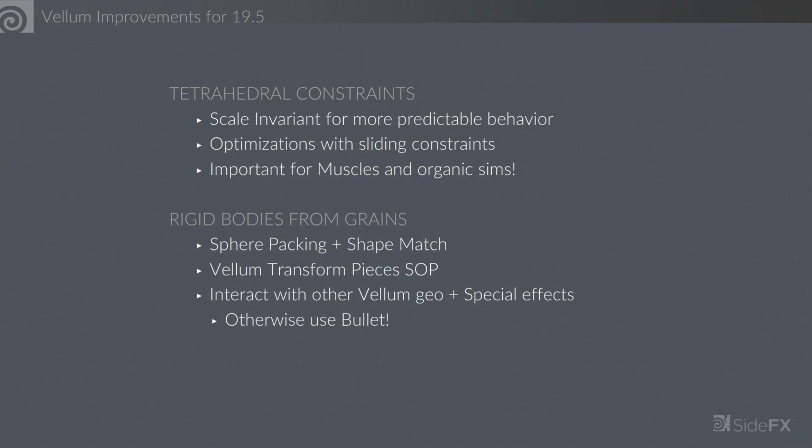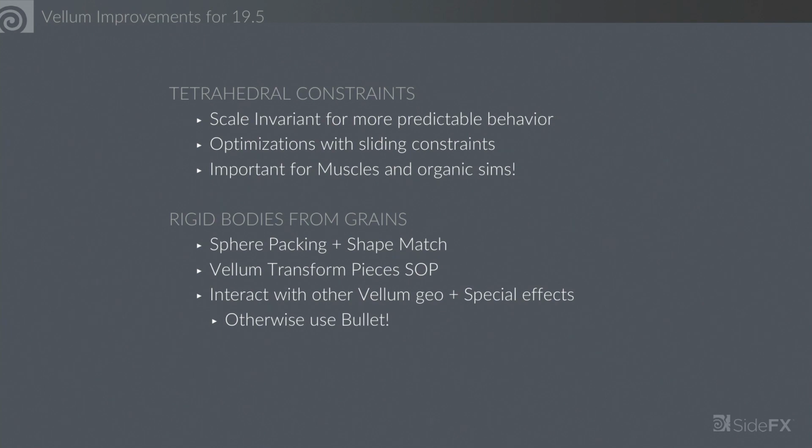Generally, for rigid bodies in Vellum, you use it because you want to interact with other Vellum geometry. You want the rigid bodies to bounce off Vellum geometry or affect it in some way, or you want to do some certain special effects. Otherwise, just stick with Bullet. Bullet's tried and true, has been around forever, production proven, it's got tons of features. So this is not in any way a replacement for Bullet. It's just if you want to use rigid bodies, it's kind of a better way to do it within Vellum.